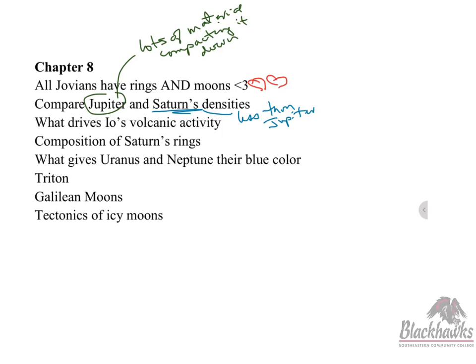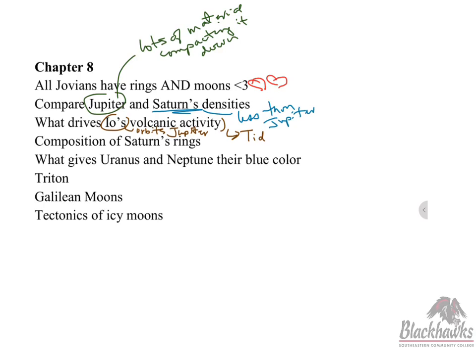What drives Io's volcanic activity? So, first off, I want you to know, probably for the test, maybe not, that Io is one of Jupiter's moons. So Io orbits Jupiter, and it's actually the closest one to Jupiter. And its volcanic activity comes from tidal flexing.